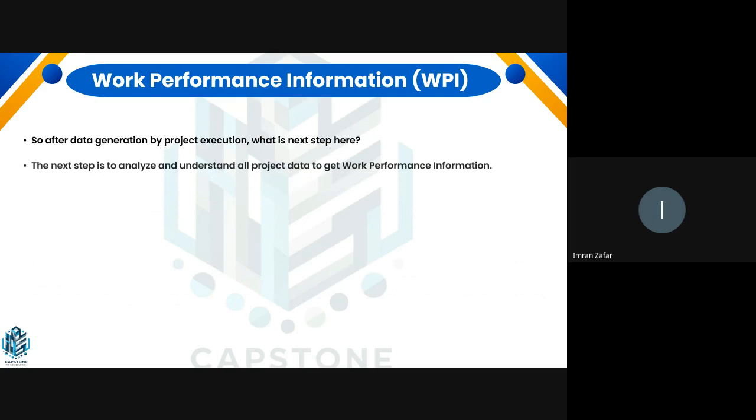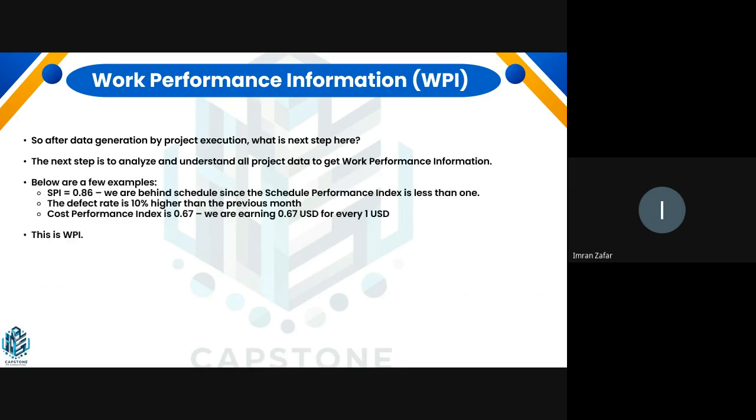So how do we do it? We analyze it and understand it, and we compare it with our plan. Then it becomes our information. An example can be: we had a budget of, let's say, $100,000, and we have consumed, let's say, $120,000.